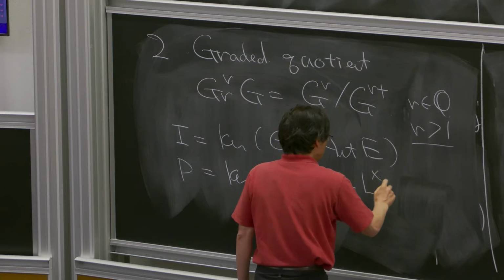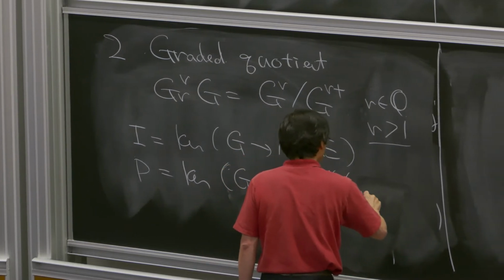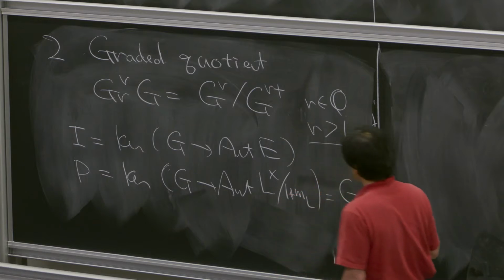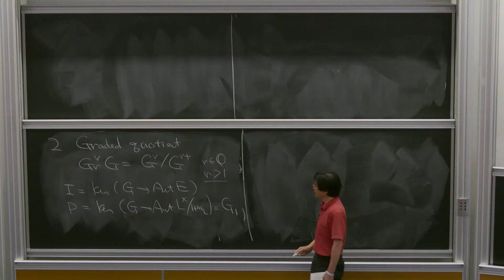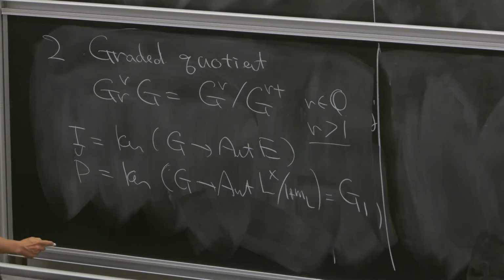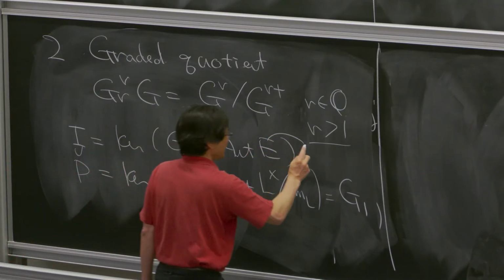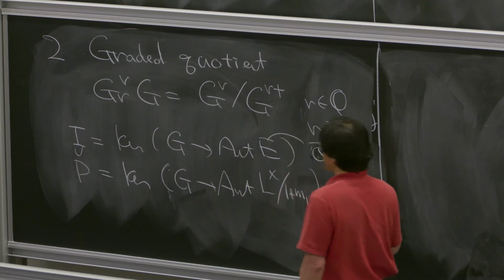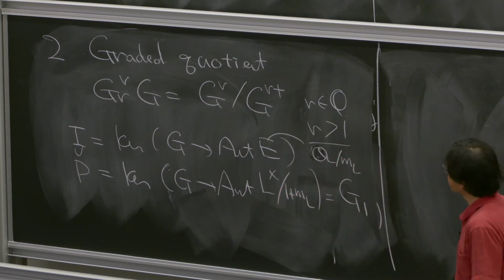So this is undefined. So this is nothing but the lower number in the filtration. I'm sorry? Either the residue field of the extension. Thank you.